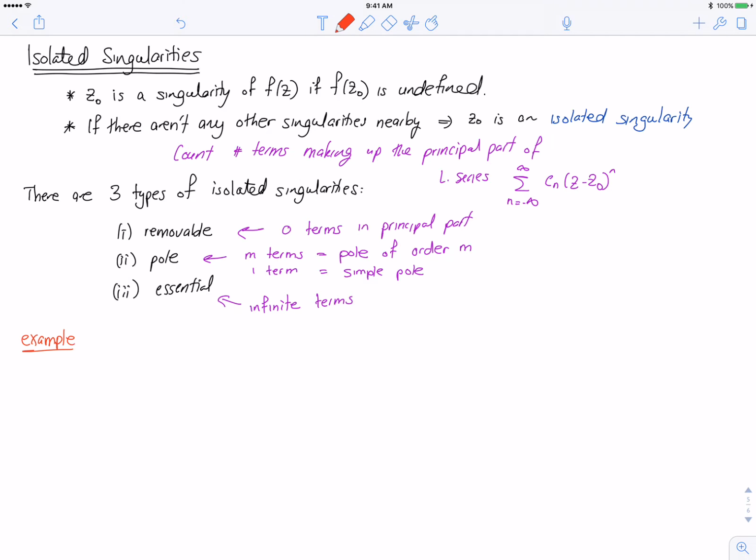Okay, so I'm going to classify the isolated singularity. So I'm going to take a bunch of functions that have a singularity at z equals 0. I'm going to classify what sort of a singularity that is in each case. So classify it as the isolated singularity z equals 0 for each of the following functions.